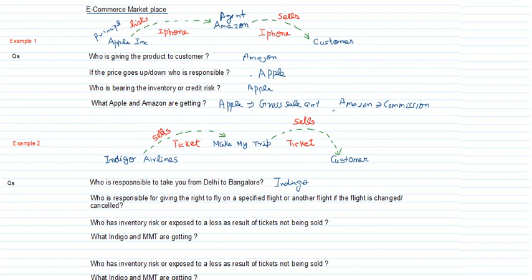However, who is giving the right to fly, or the right to a ticket for a specific flight, to the customer? Or if the flight schedule is changed or cancelled, who will be responsible? It is the responsibility of Make My Trip. And Make My Trip will also be responsible for any unsold tickets, because Indigo has already sold the tickets at a reduced rate, which is a negotiated price. Whether or not Make My Trip is able to resell them, it is its responsibility.